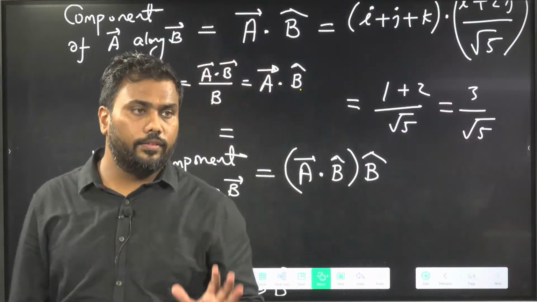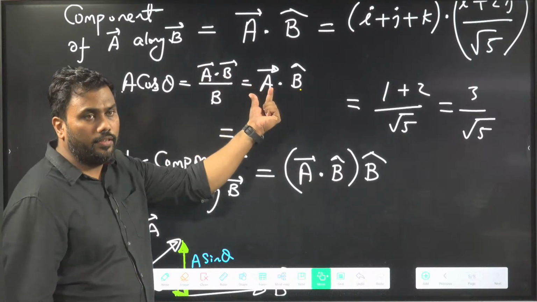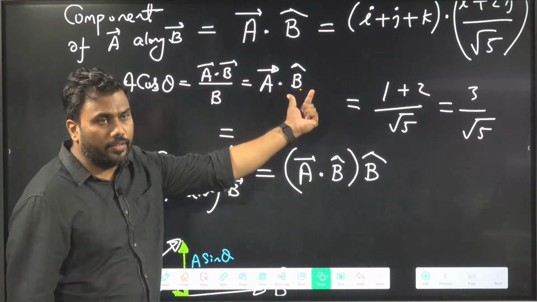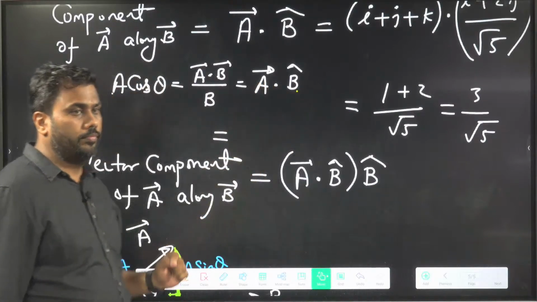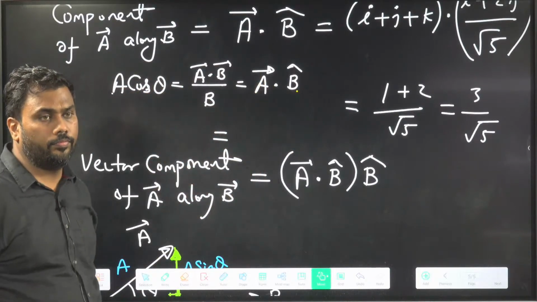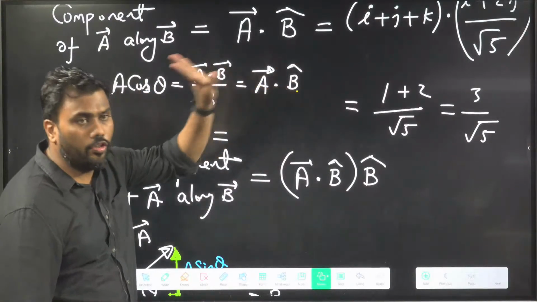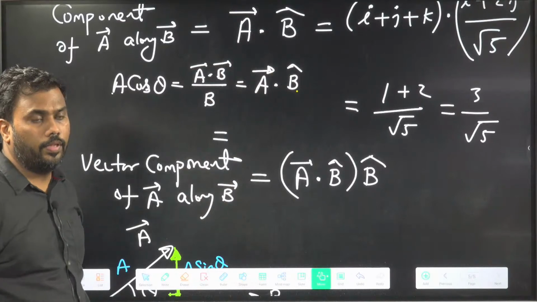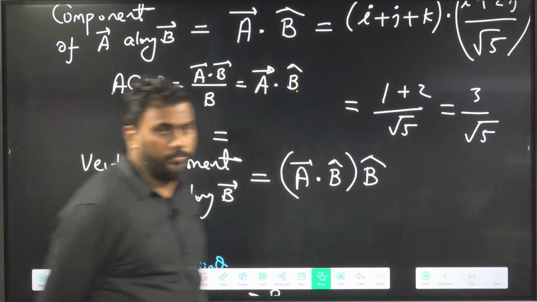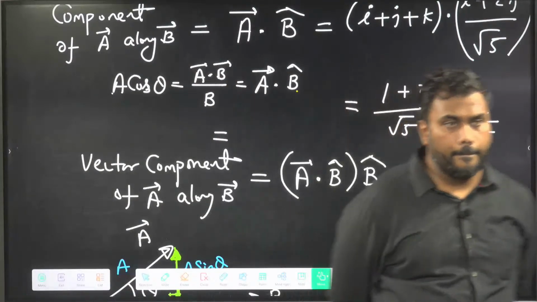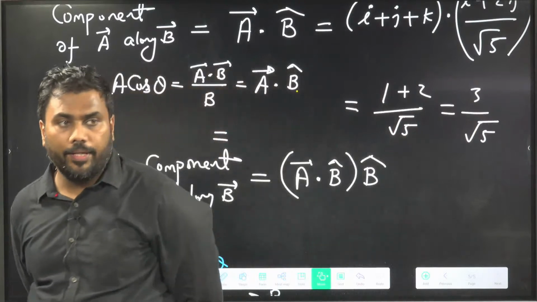Is this point clear? When I want the component of A vector in the direction of B vector, I will multiply A vector with the unit vector of B vector. Is this point clear? How are we getting A cos theta, A vector dot B cap? Aarti, is this point clear or not? Tell me.